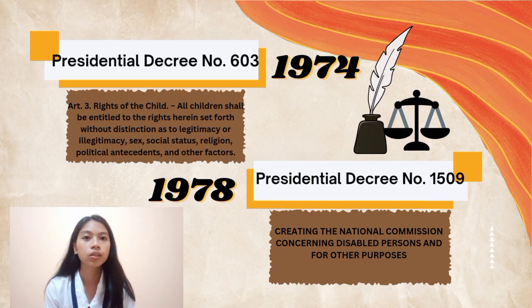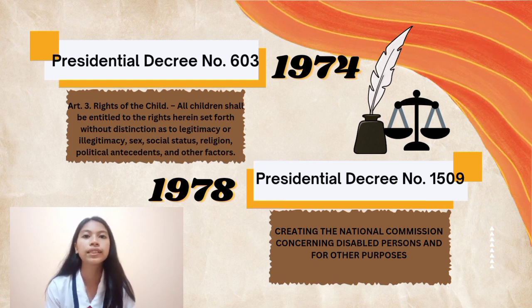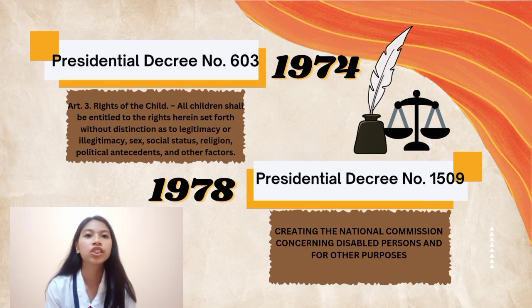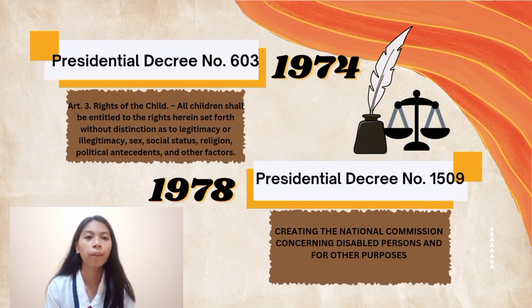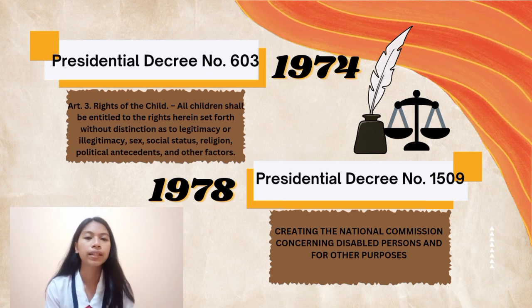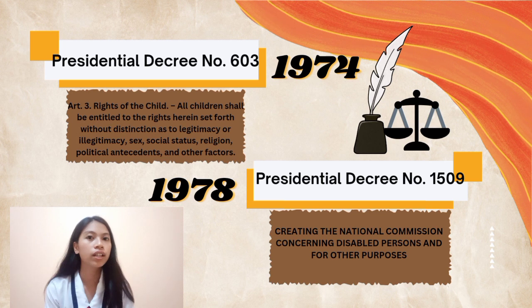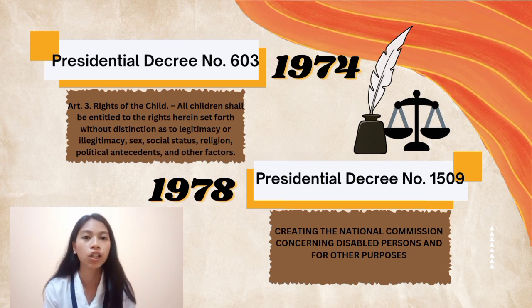The emotionally disturbed or socially maladjusted child shall be treated with sympathy and understanding and shall be entitled to treatment and competent care. The physically or mentally handicapped child shall be given the treatment, education, and care required by his particular condition.